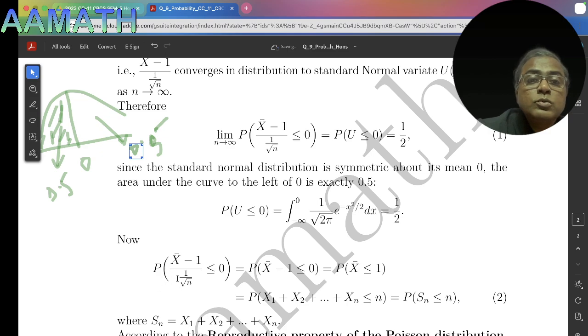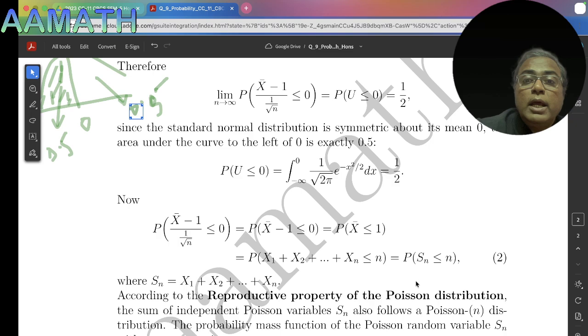Now the probability of X bar minus 1 less than or equal to 0, because 1 by root n into 0 is 0, is the probability of X bar less than or equal to 1. X bar is X1 plus X2 plus ... plus Xn, whole divided by n, so this is X1 plus ... plus Xn less than or equal to small n. Let X1 plus X2 plus ... plus Xn equal Sn, a new random variable. Ultimately the limit of the probability of Sn less than or equal to n equals half, from 1 and 2.